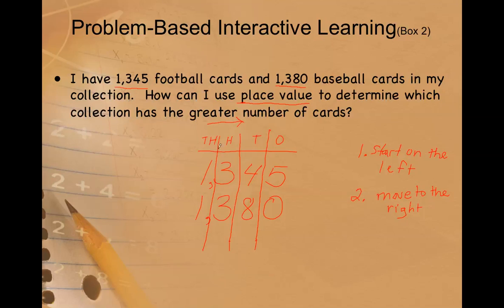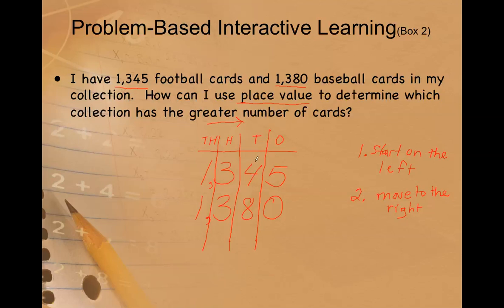Okay, so I'm going to move over to the hundreds place. And I notice that I have 3s in both places. So these digits are also the same. These values are the same. So we have the same value in the thousands place and the same value in the hundreds place. So now I need to continue to move to the right.